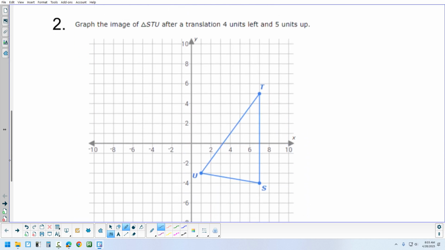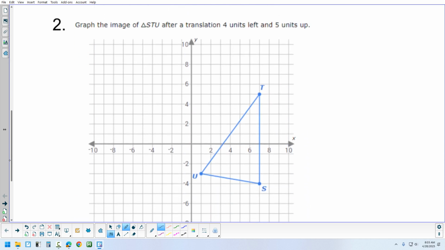All right, let's try this one and see if we can do it right. At least I can do it right. Graph the image of triangle STU after 4 left and 5 up. So we're going to go 4 to the left, 1, 2, 3, 4, and 5 up, 1, 2, 3, 4, 5. What would that point be called? Or what would be the name of it? Yep, that would be T prime.